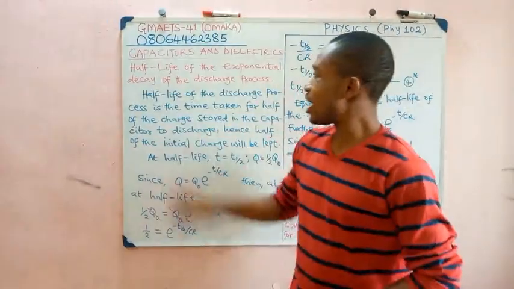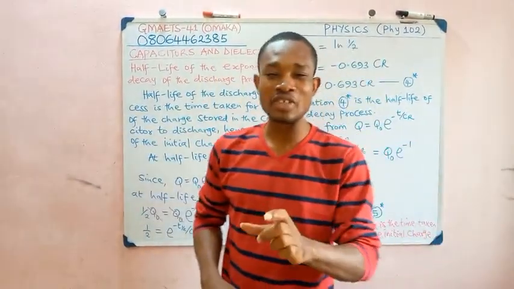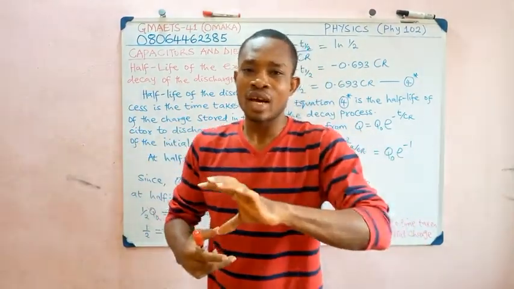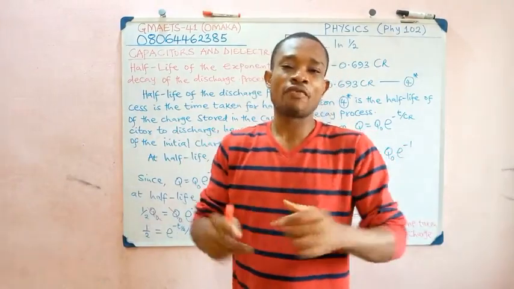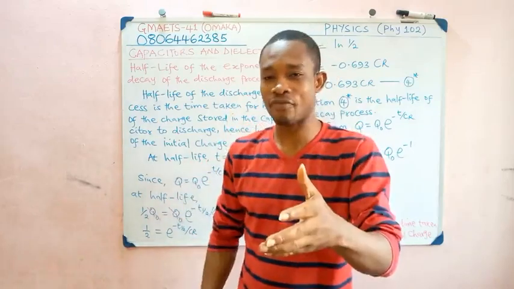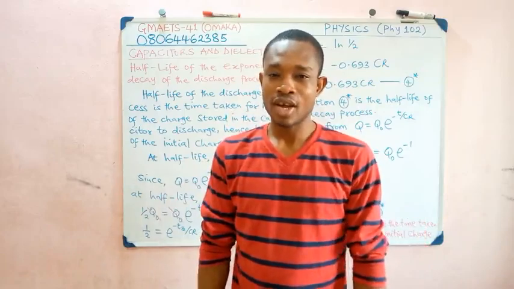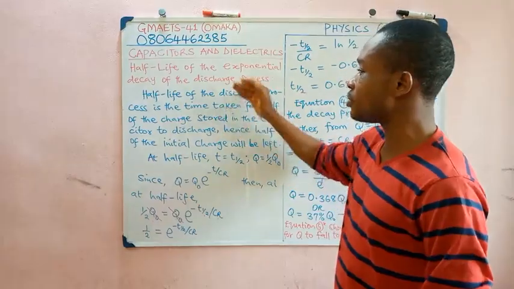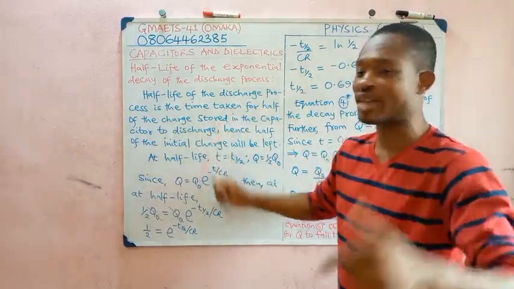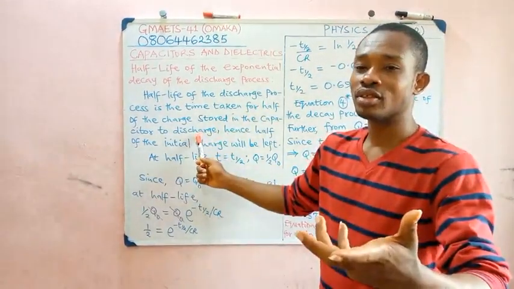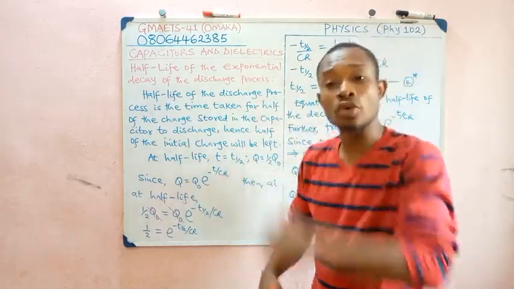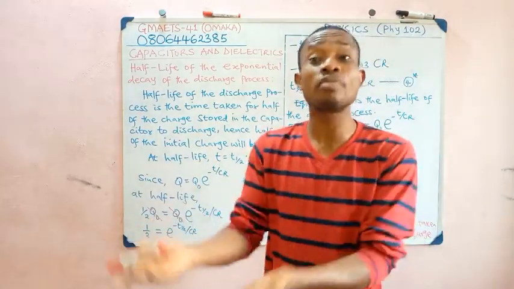We now want to look at the half-life of the exponential decay of the discharge process. Generally, half-life of any substance or material is the time taken for the total quantity of that material to reduce to half of its original value. Defining half-life in terms of the discharge process, it is simply the time taken for half of the charge stored in the capacitor to discharge. That is to say, for half of the charge stored in the capacitor to reduce. Of course, if half reduces, then half will be left.